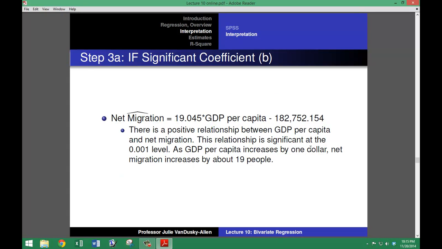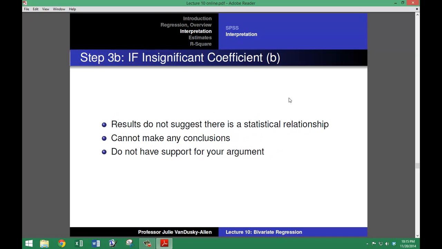So going back to our example, we would write, there is a positive relationship between GDP per capita and net migration. This relationship is significant at the 0.001 level. As GDP per capita increases by $1, migration increases by about 19 people. If the coefficient is insignificant, then you say that the results do not suggest that there is a statistical relationship between your independent and dependent variables. You cannot make any conclusions and you do not have support for your argument.